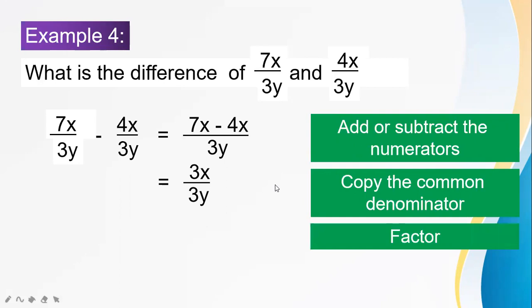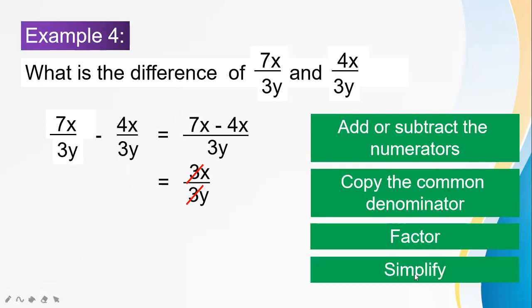Then factor if needed, then cancel the common factor. So ito yung common natin. So cancel out and then simplify. The answer is x over y.